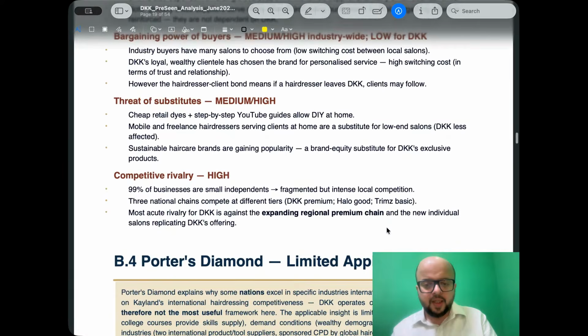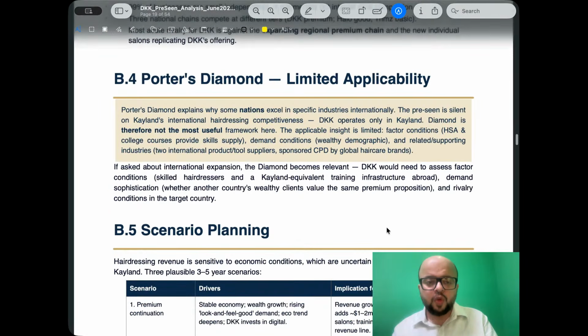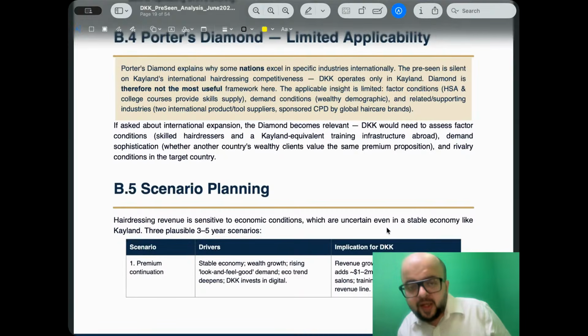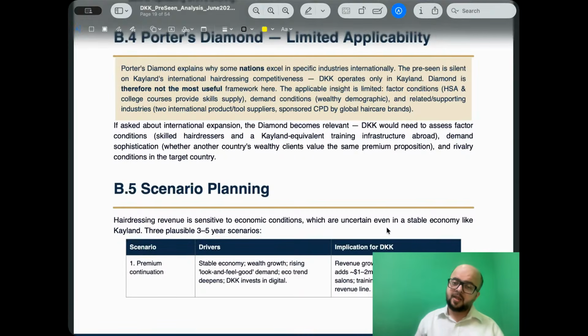Chalo. Let's go to Porter's Diamond. Porter's Diamond explains why some nations excel in specific industries internationally. The pre-scene is centered on Kaeland's international hairdressing competitiveness. DKK operates only in Kaeland. Diamond is therefore not the most useful framework here. The applicable insight is limited.